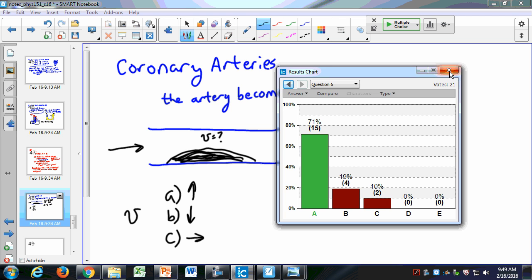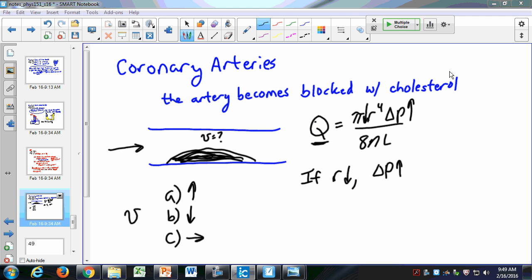Okay, awesome. A is the right answer. This goes back to our continuity equation. A1V1 equals A2V2. Here, this is my cross-sectional area, A1. I have a certain speed, V1. This is V2. And notice that my cross-sectional area, A2, is quite a bit reduced. And so if A2 goes down, that means that V2 has to go up. So my speed in this blocked coronary artery is going to go up. I'll have an increased speed. It will also, because my radius is going down, increase my pressure differential.